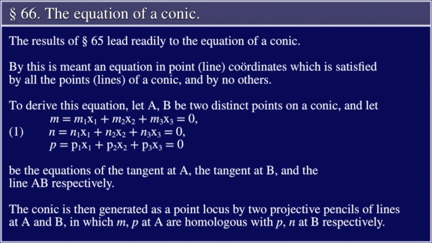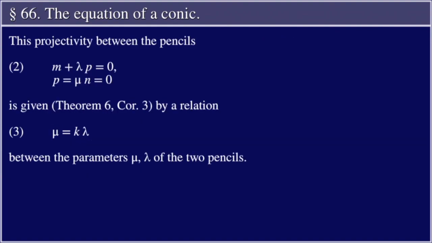The conic is then generated as the point locus by two projective pencils of lines at A and B, in which m, p at A are homologous with p, n at B respectively. This projectivity between the pencils, equations 2, n + λp = 0, p + μn = 0, is given, Theorem 6, Corollary 3, by a relation, equation 3, μ = kλ, between the parameters μ, λ of the two pencils.